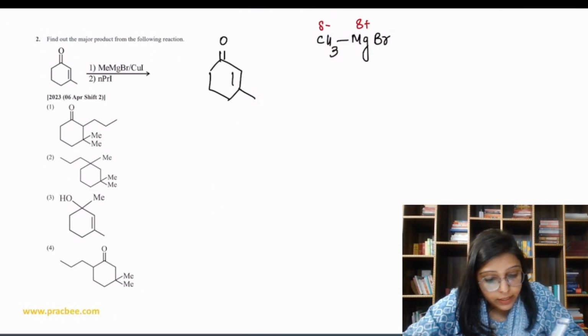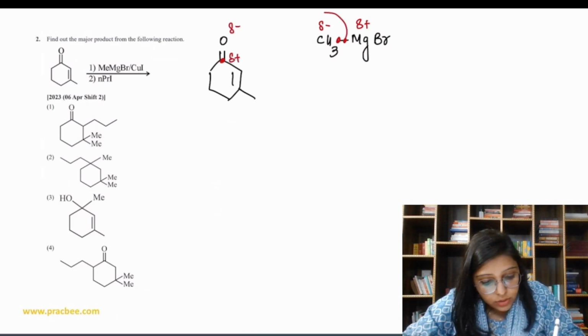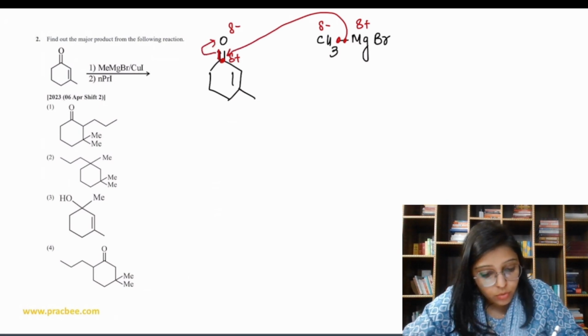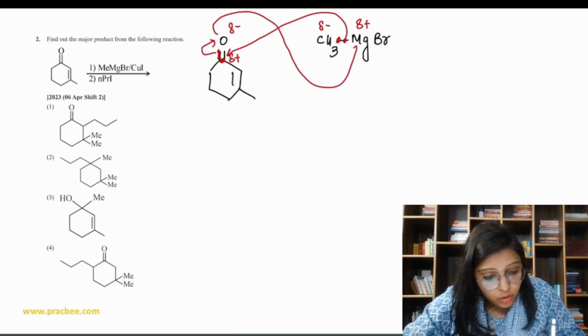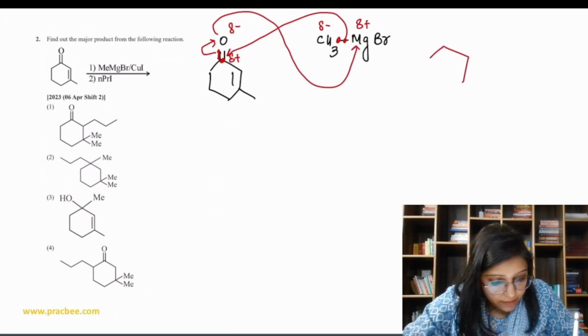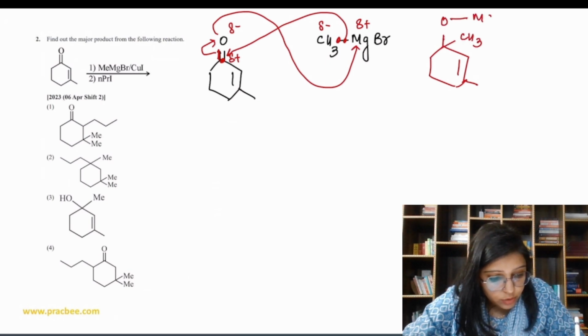Delta positive, delta negative. This is polar, so we write delta positive over here and oxygen delta negative. CH3 attacks on this carbonyl carbon, the electrons of this bond shift to oxygen, and oxygen forms a bond with MgBr. So we have this situation: O, here we write CH3 and here we write MgBr.